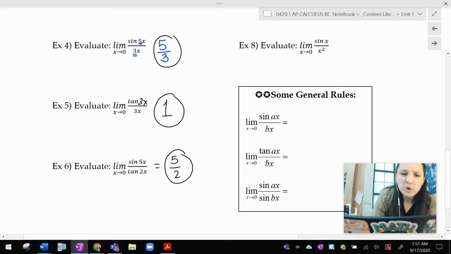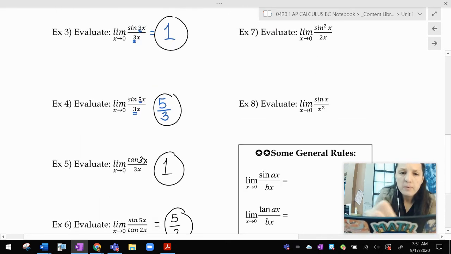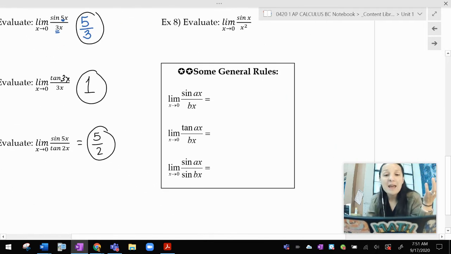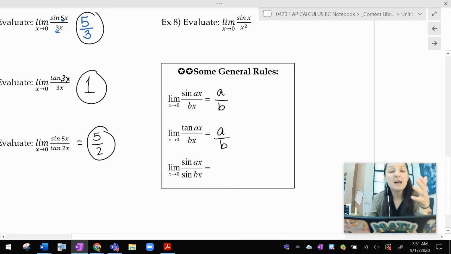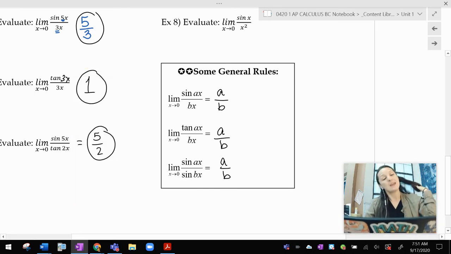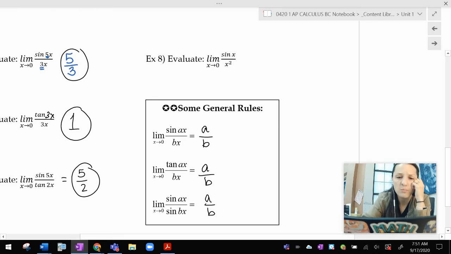So we have some general ideas now. Sine ax over bx goes to a over b. Tan of ax over bx goes to a over b. Sine of ax over sine of bx also goes to a over b. We just saw that sine of ax over tan bx goes to a over b. Okay, these all seem to work out with this a over b thing.